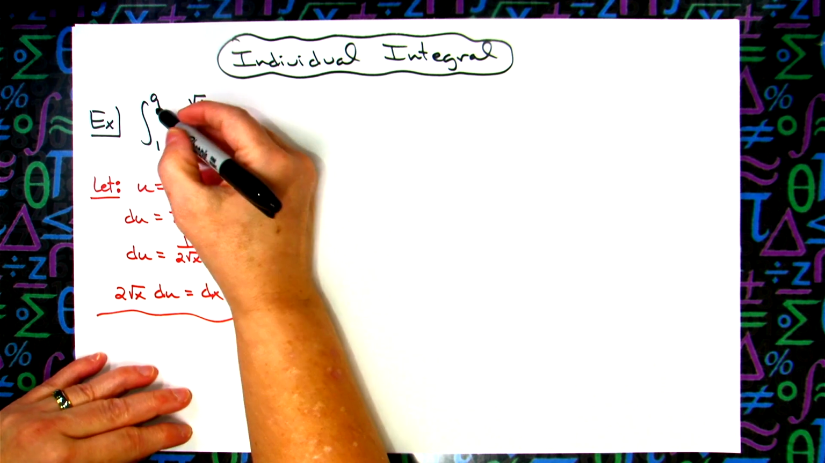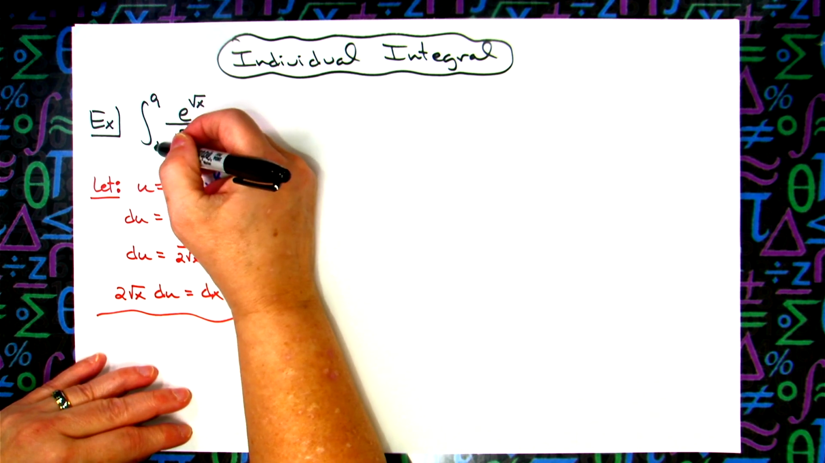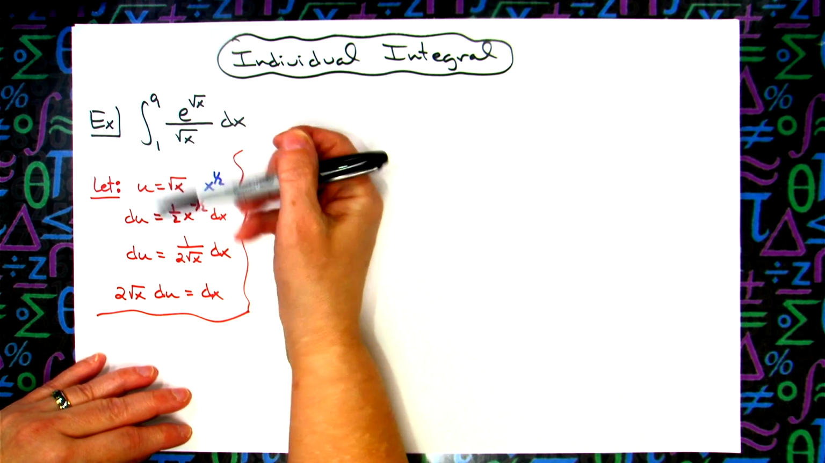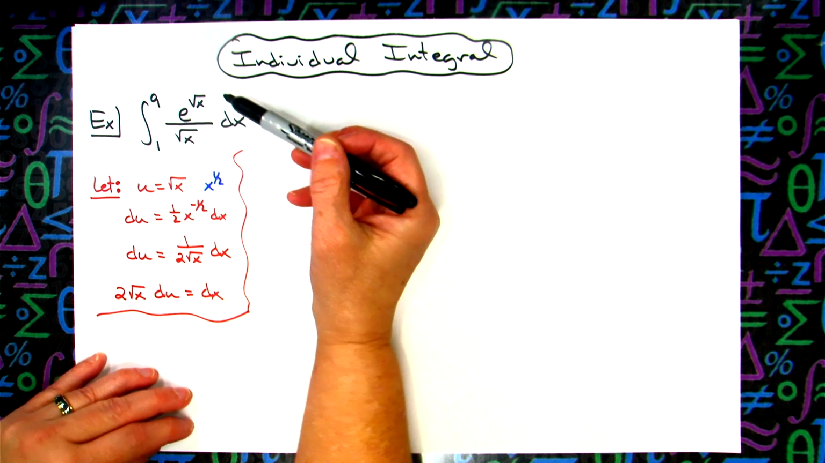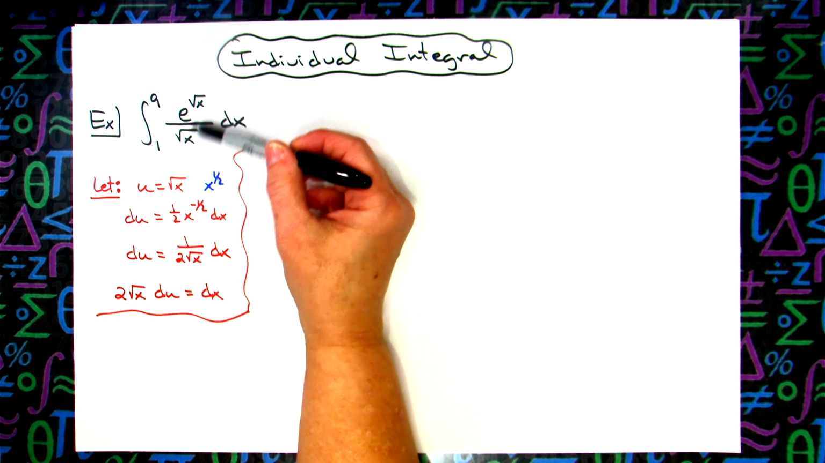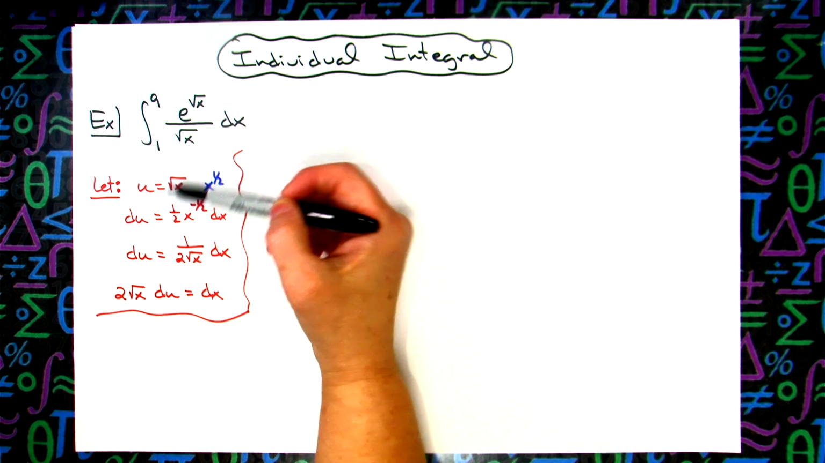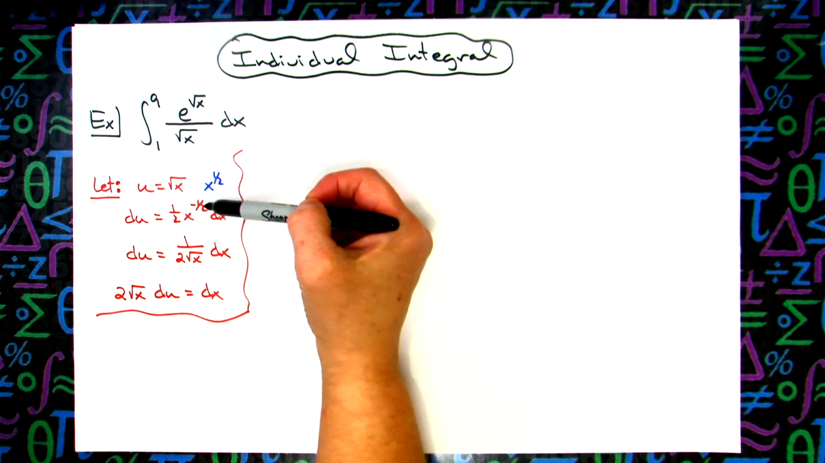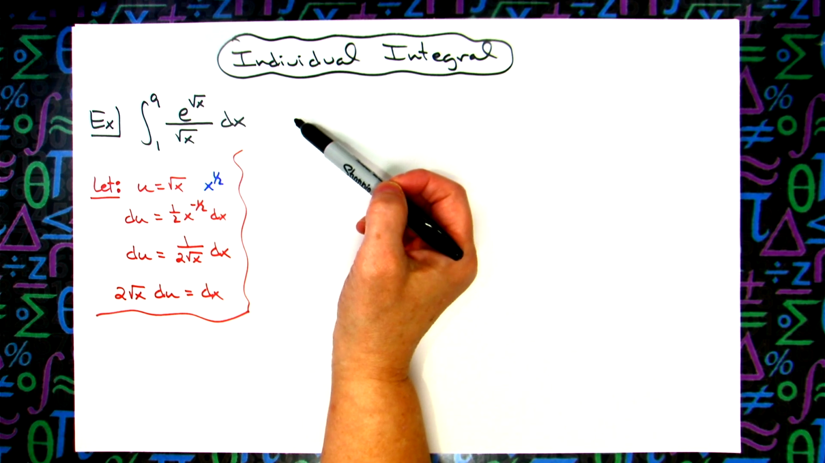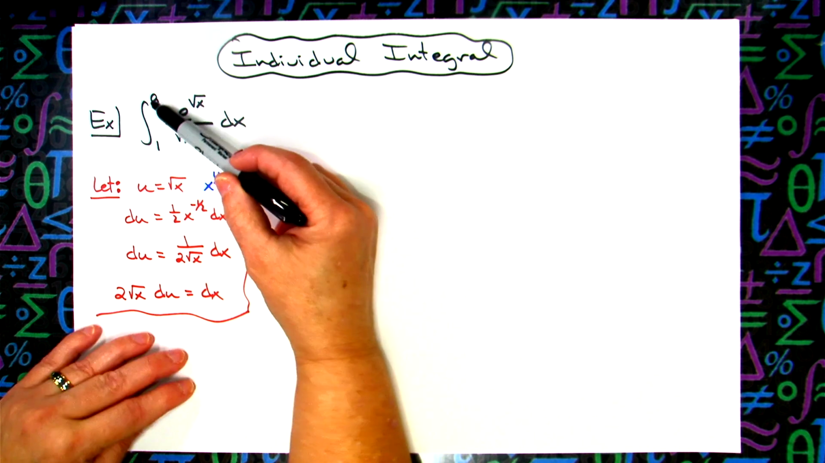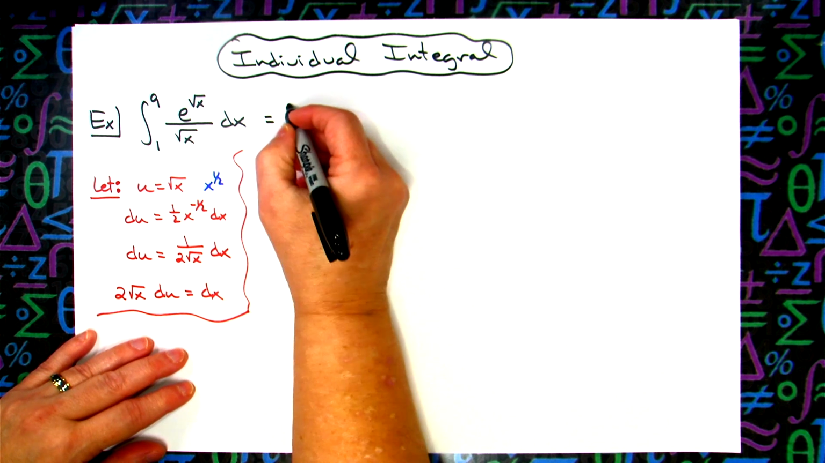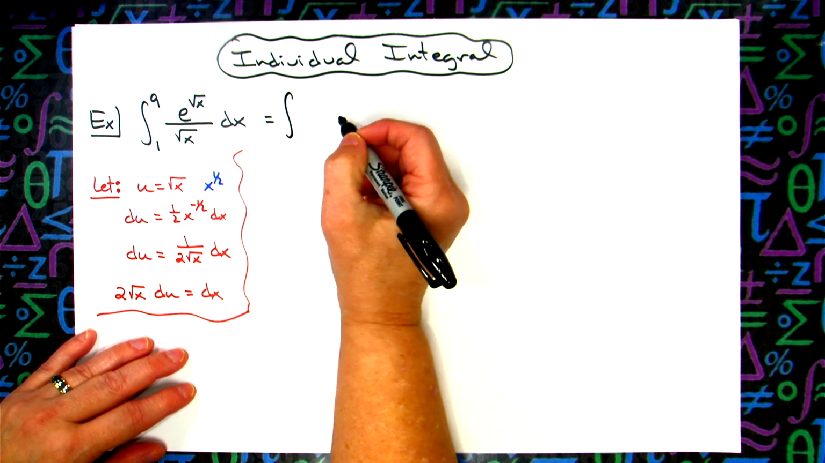Now, I am going to remove the 1 and 9, because the 1 and 9 are limits of integration for x, because this function is in terms of x. As soon as I start substituting and have u values in here, I no longer have a function that is fully in terms of x. So that's why I need to remove the 1 and the 9. So we'll have an integral here without the 1 and the 9.